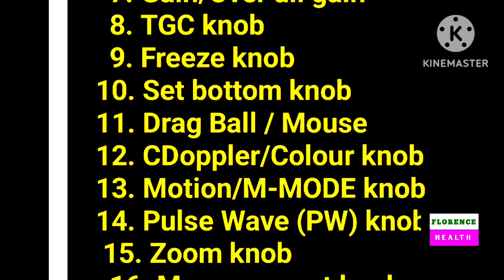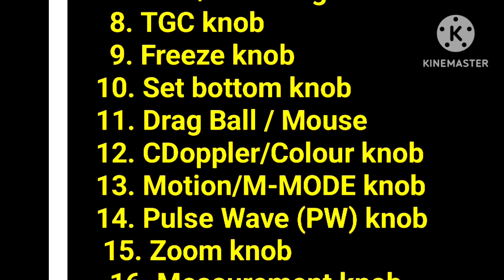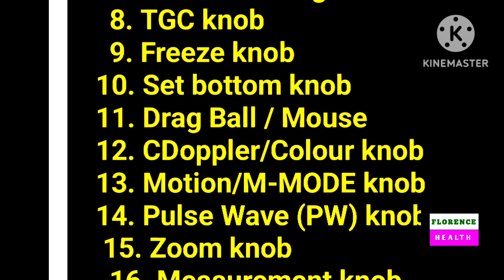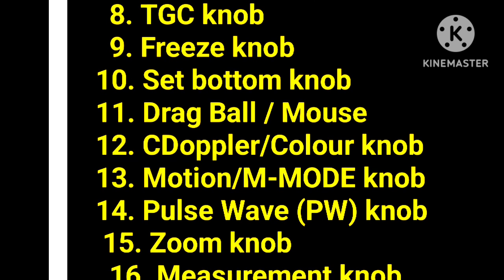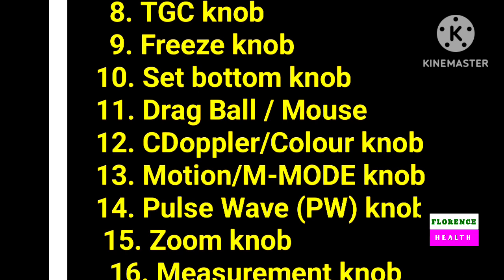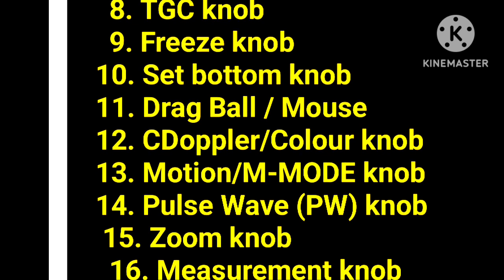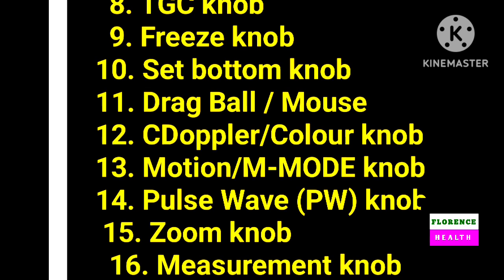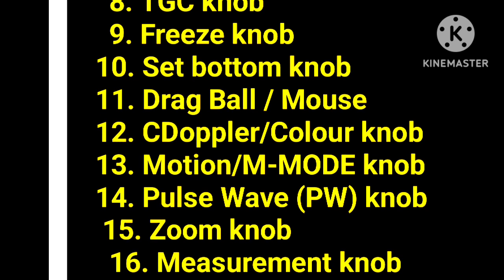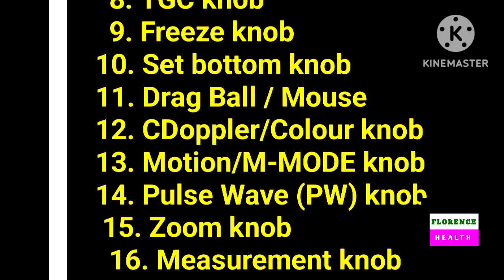Then another knob is measurement knob. By using freeze knob and set button, you can measure a targeted area. Remember, by using freeze knob and set button, you can measure a targeted area. Print knob is used for printing the image and save knob is used for saving the image.